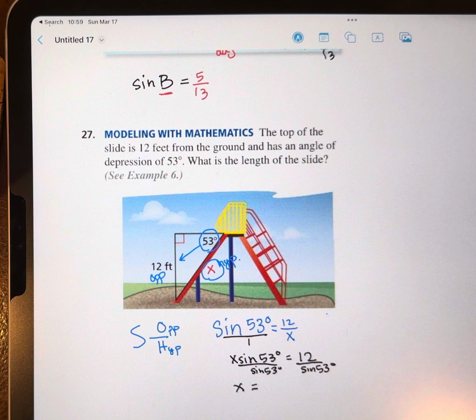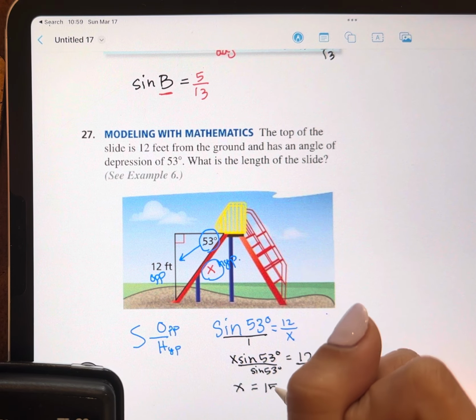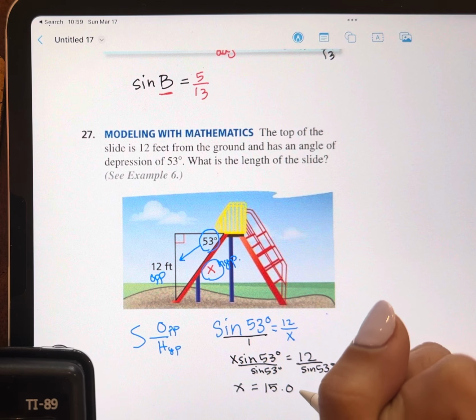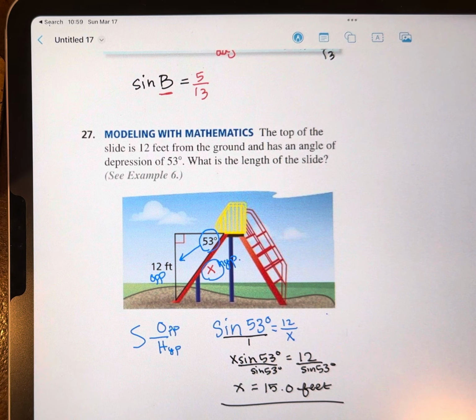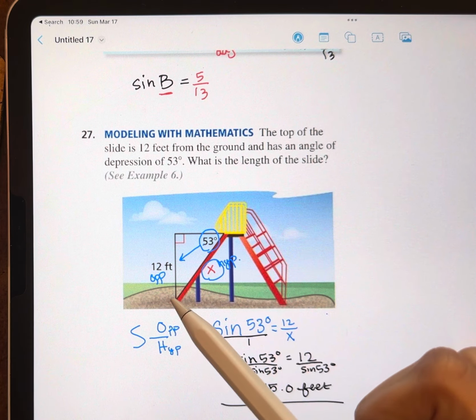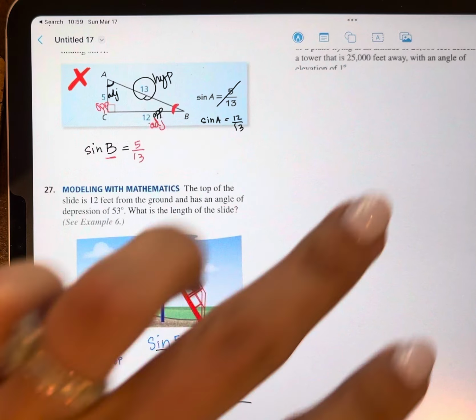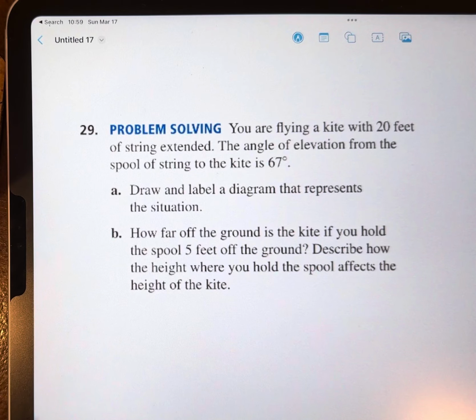Calculator, what is that? Calculator says 15.0. What are my units here? Feet. The slide is 15 feet long. Does that make sense? Yeah, it makes sense. It's the hypotenuse, so it's got to be longer than that 12, and it is. We good.